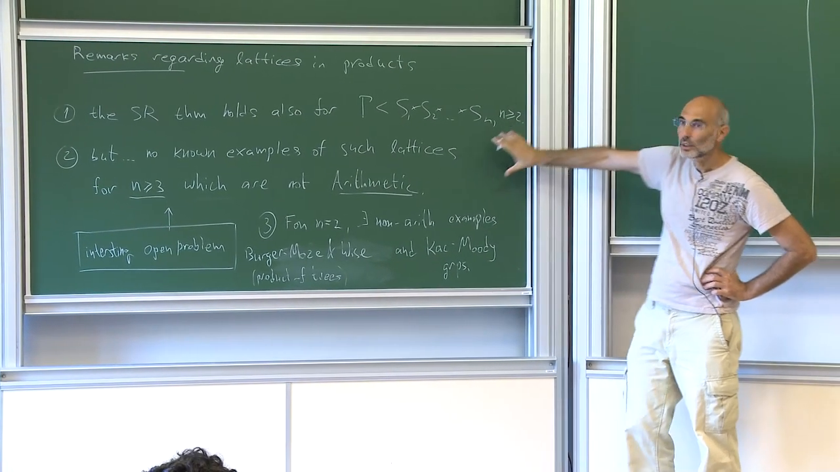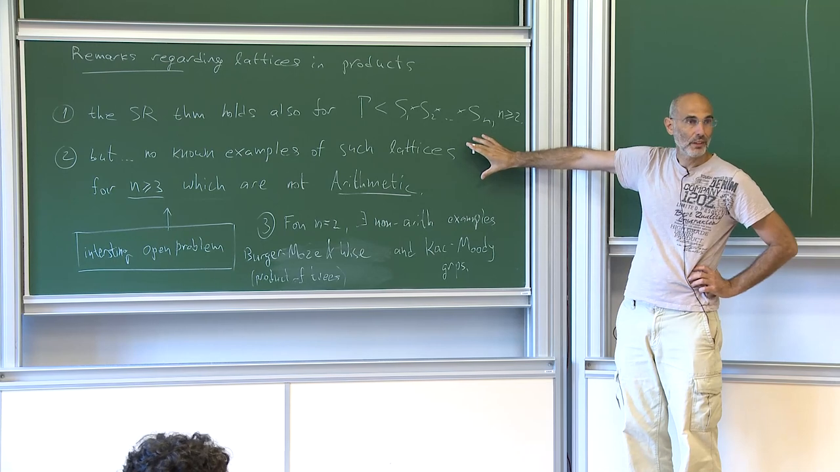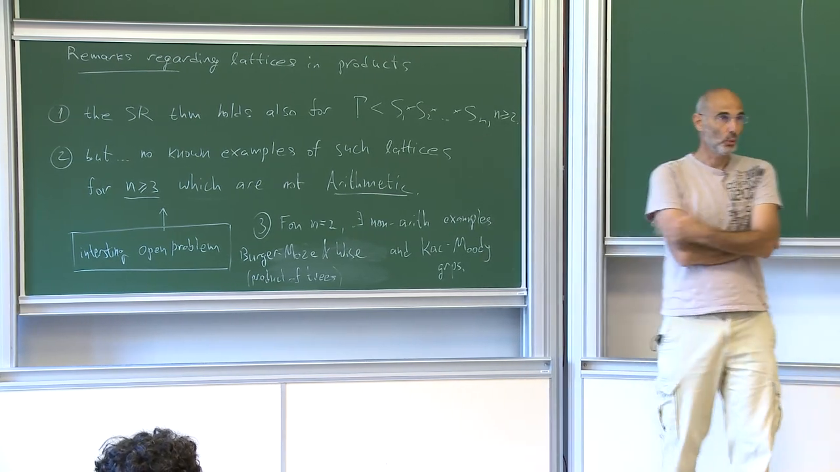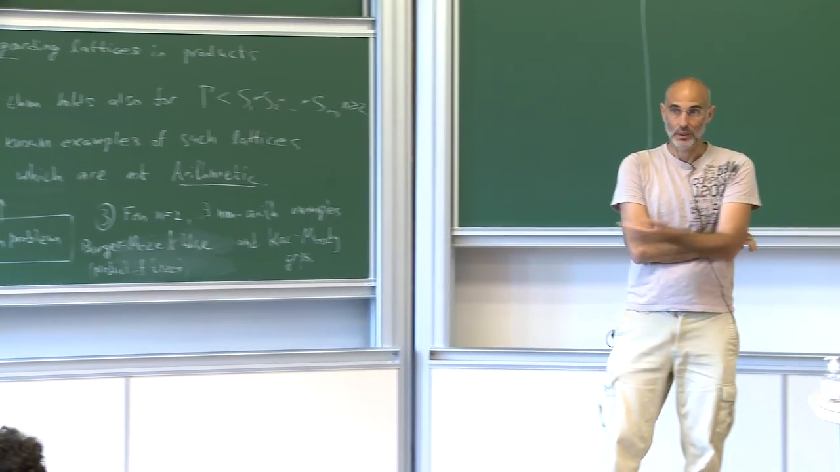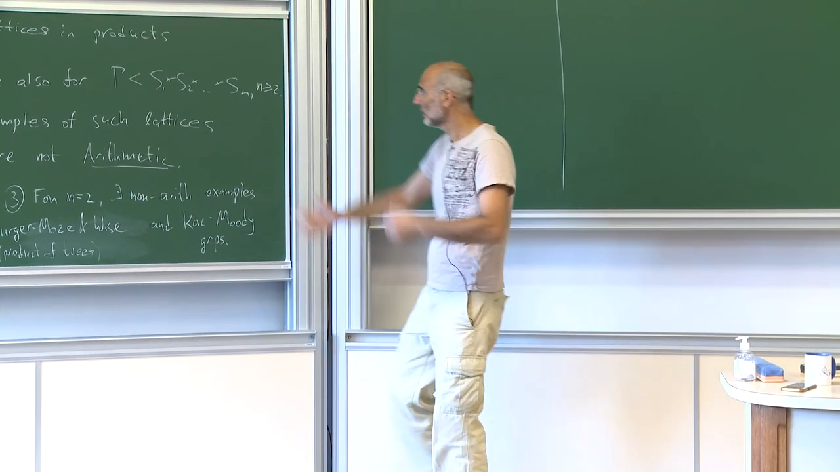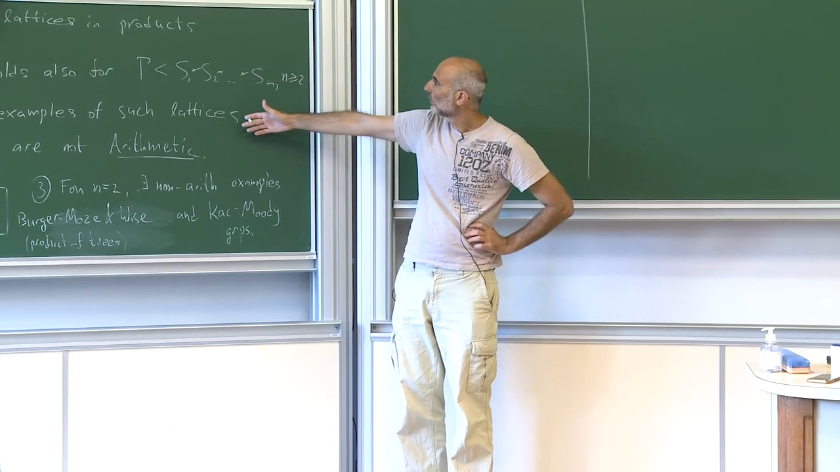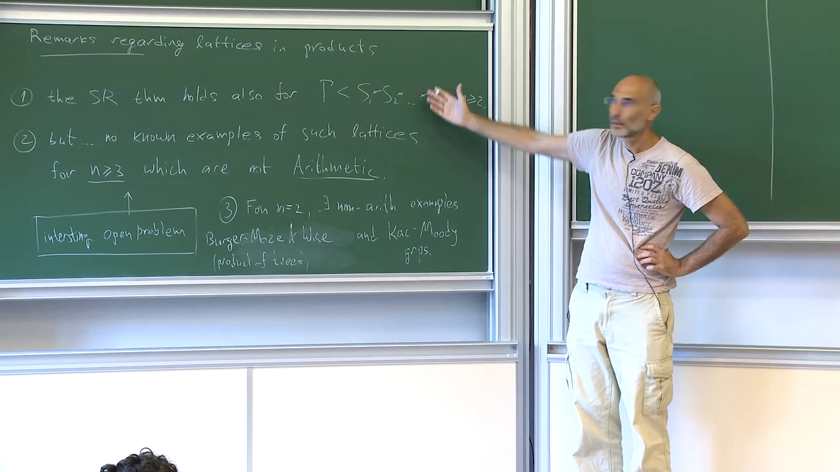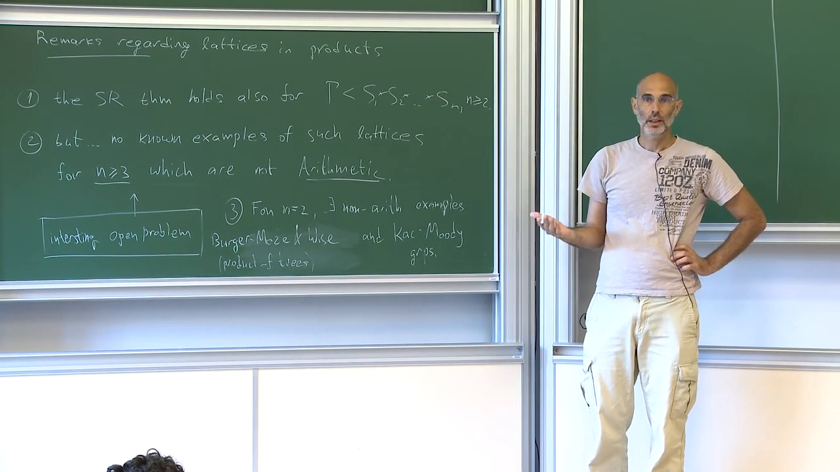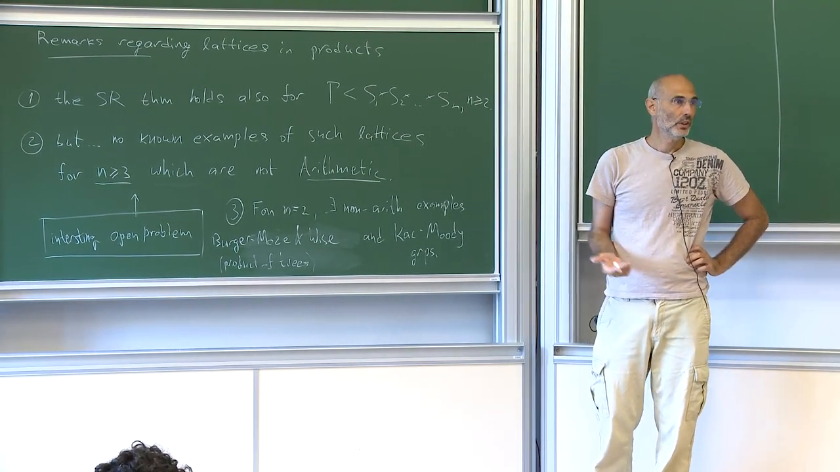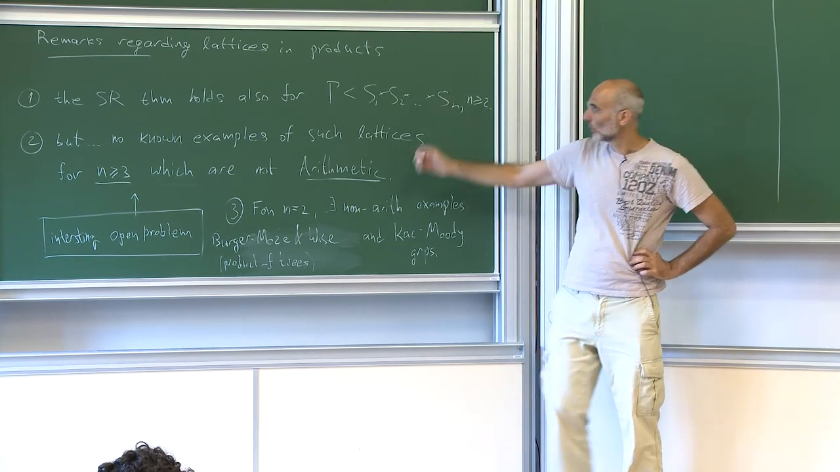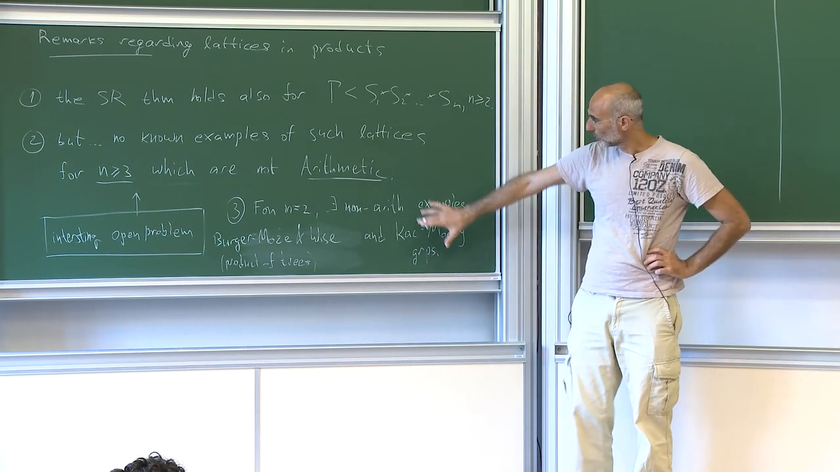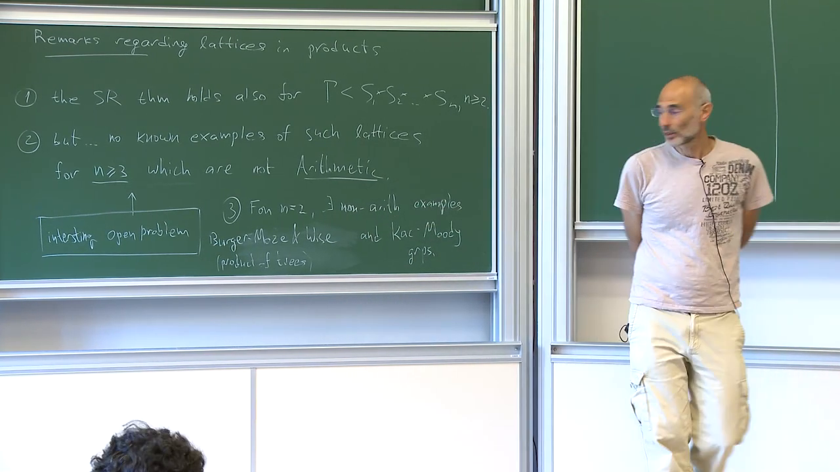But there is an important issue here: we don't have examples of such lattices, unless they are arithmetic groups, for which there are many examples coming from arithmeticity. But maybe being a lattice in a product of three groups is already so rigid that it implies arithmeticity. We don't know it. That's an open problem. For a product of two groups, there are examples which are not arithmetic.